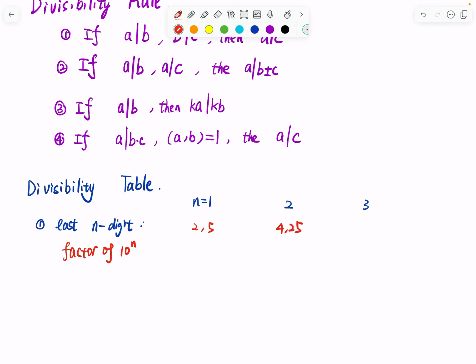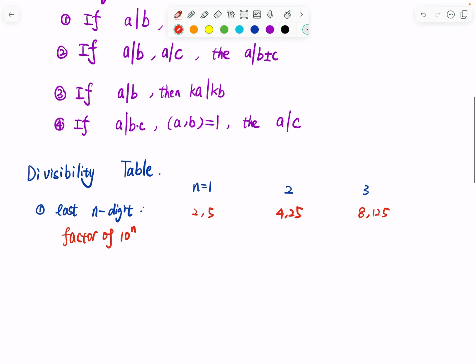And if you want to check whether a number can be exactly divided by 1000, it should be 8 and 125. This means if you want to check whether a number can be exactly divided by 2 or 5, you just look at the last one digit. If you want to check whether it can be divided by 25 or 4, you just look at the last 2 digits. If those can be exactly divided by 4 or 25, then it can. If you want to check whether a number can be exactly divided by 8 or 125, you just look at the last 3 digits. So this is the last-digits rule.